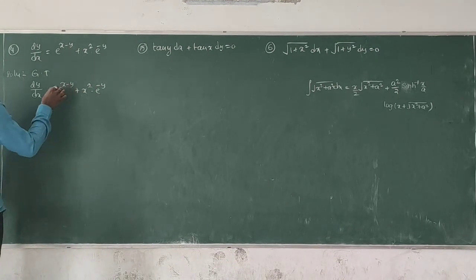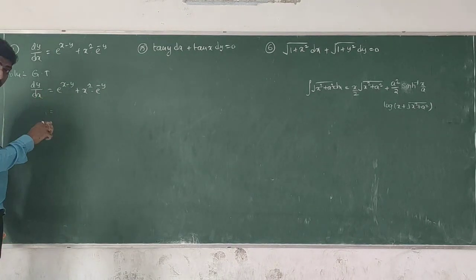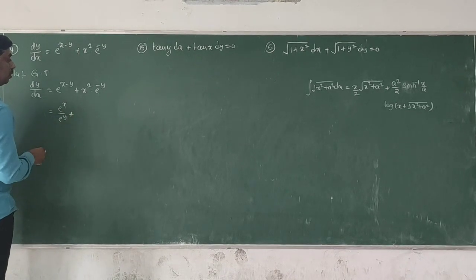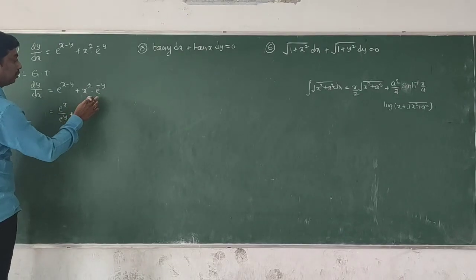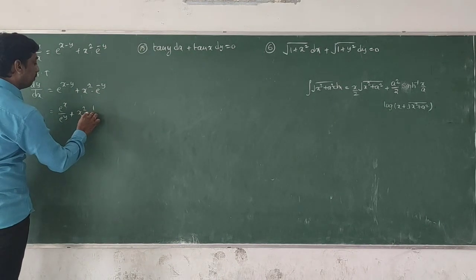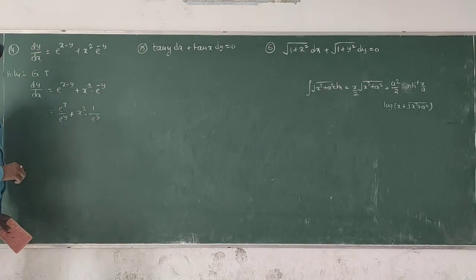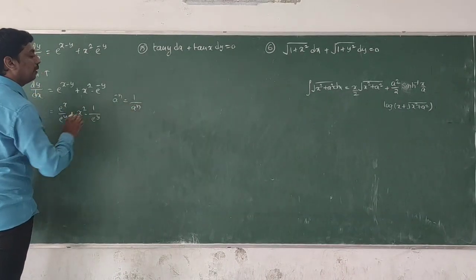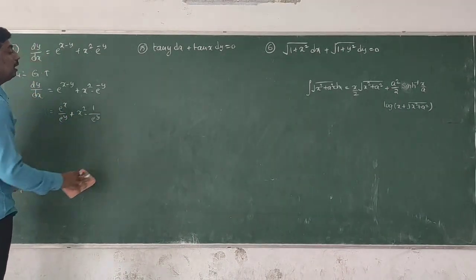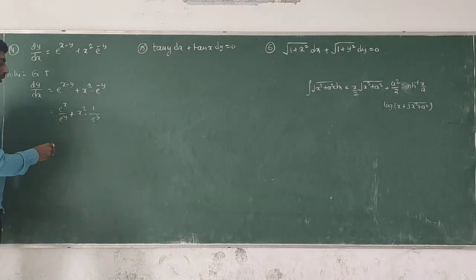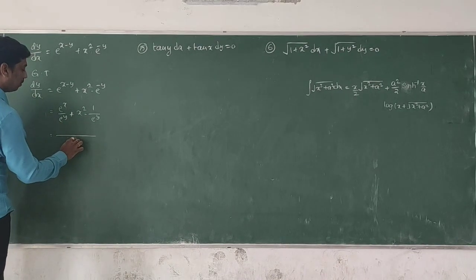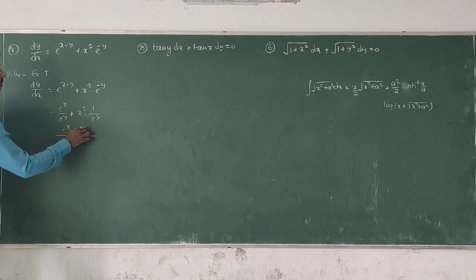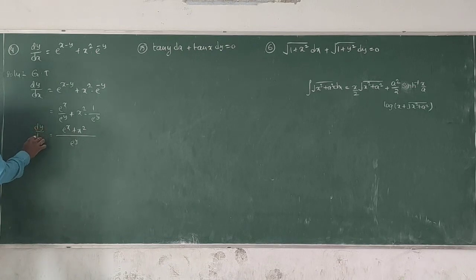That's why e power x minus y, a power m minus n, is a power m by a power n. That's why e power x by e power y, plus x square into e power minus y, which can be written as 1 by e power y. In the same way, e power minus y can be written as 1 by e power y. Do the LCM. E power y is the LCM. So e power x plus x square, dy by dx equals.